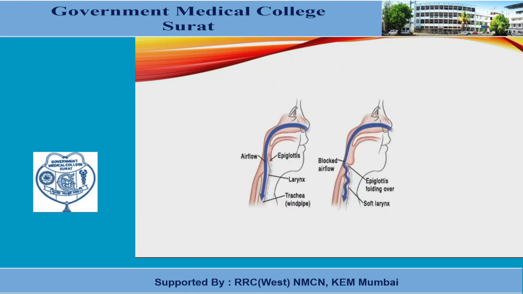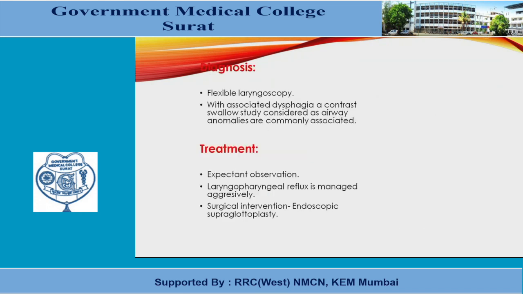Here in this figure, in the second part, there is blocked airflow. The epiglottis is folding over the opening of the airway, and these parts of the larynx are usually weak, so they collapse and obstruct the inspiratory airflow. Diagnosis is usually done by flexible laryngoscopy. With associated dysphagia, a contrast swallow study may be considered, as airway anomalies are commonly associated with it.